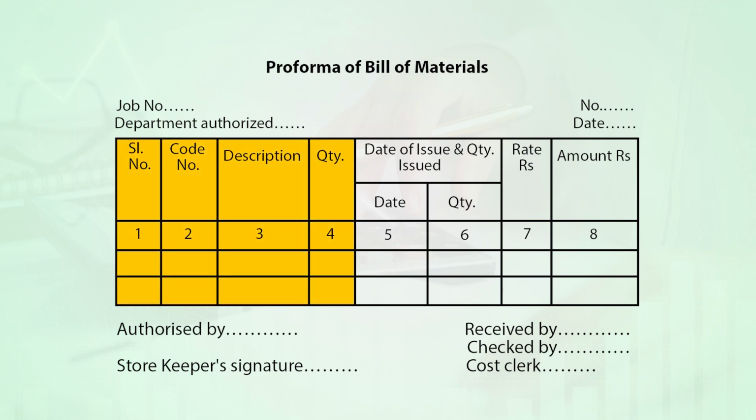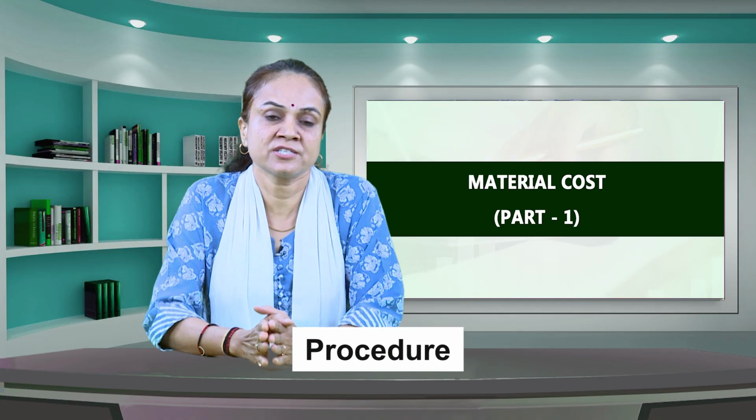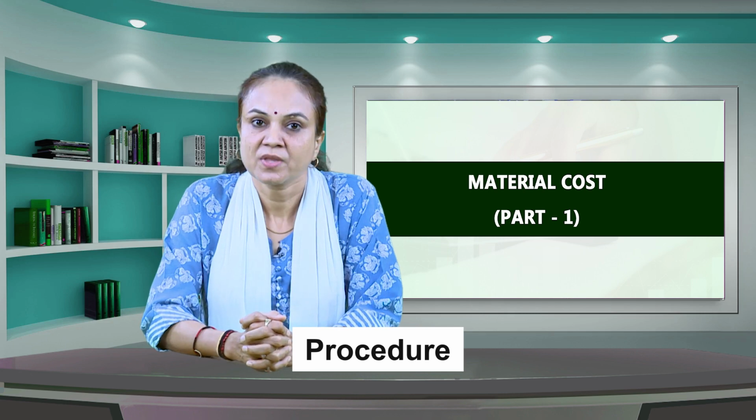Columns number 1 to 4 are to be filled in by the engineering department. Columns number 5 and 6 are to be filled in by the stores department. Columns number 7 and 8 are to be filled in by the cost accounting department. Let us understand its procedure.